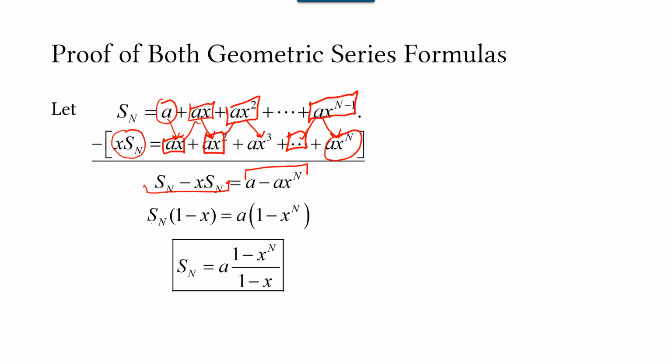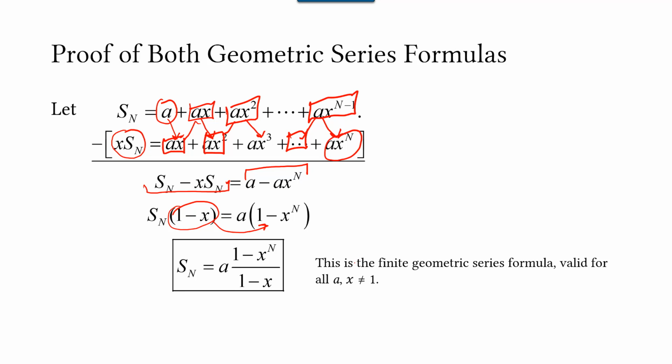Once I have that, I can factor out an S sub capital N on the left, giving me S sub N times 1 minus x. I pull out the a on the right, giving me a times 1 minus x to the capital N. And then finally, I divide both sides by the 1 minus x. And I can do that as long as x is not equal to 1. What we have just done is demonstrate the finite geometric series formula, which works for all a and all x, except the case when x is equal to 1.